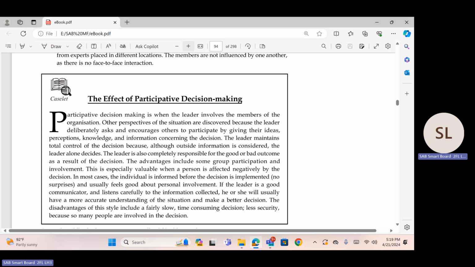And people usually feel good about personal involvement. If the leader is a good communicator and listens carefully to the information collected, he or she will usually have a more accurate understanding of the situation and make better decisions. The disadvantages of group decision making are that it is very slow, time consuming, and offers less security. Sometimes the information can leak to outsiders because more people are involved in the decision.